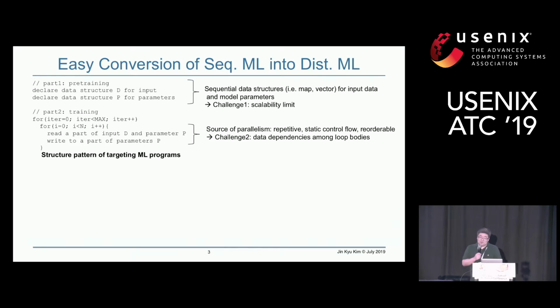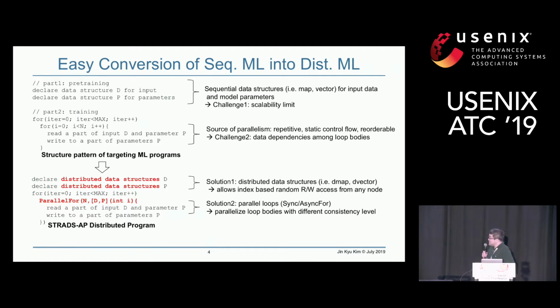And here the inner loop of this nested loop statement is the source of parallelism. We are going to parallelize this inner loop in a cluster. But the challenge is that there might be data dependencies among loop bodies. Converting this sequential ML program into a Strads-AP program requires minimal and mechanical changes to the sequential ML program.